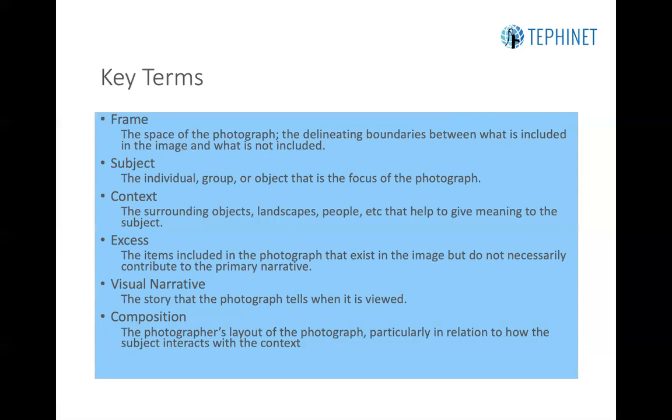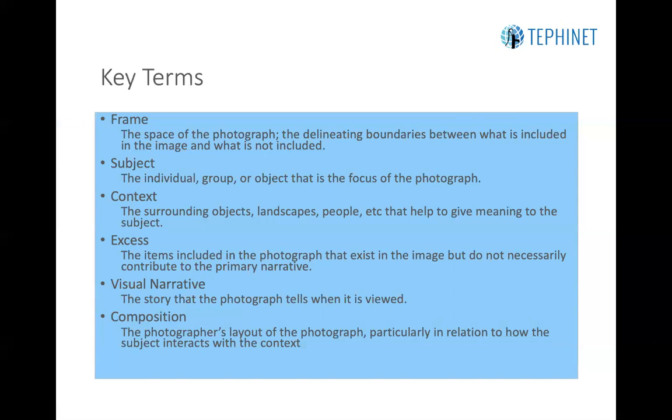The excess are the items included in the photograph that exist in the image but do not necessarily contribute to the primary narrative. I consider the excess, which is often considered by Deborah Poole to be the noise and countenance of life that sneaks into these images. It might be the candy bar wrapper in the background. It might be someone's toes that are still included at the edge of the frame. These little bits of excess are not important to the main narrative, but they do shape and provide further context.